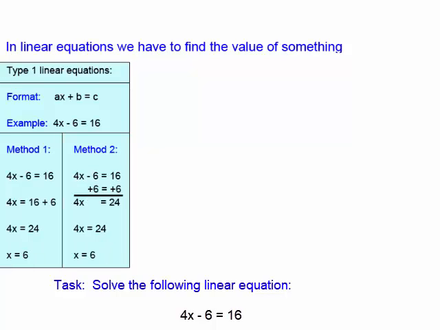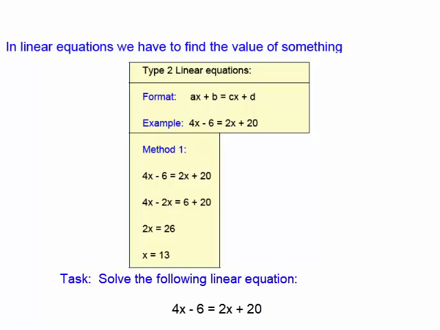Another method by which we can solve this type of equation is to add 6 to both sides of the equal sign. By adding 6 to each side of the equal sign in this equation, the minus 6 and the plus 6 cancel each other out, and we express the equation in terms of x. For example, 4x minus 6 equals 16, and we add 6 to each side of the equal sign, we get 4x equals 24, and x equals 6.